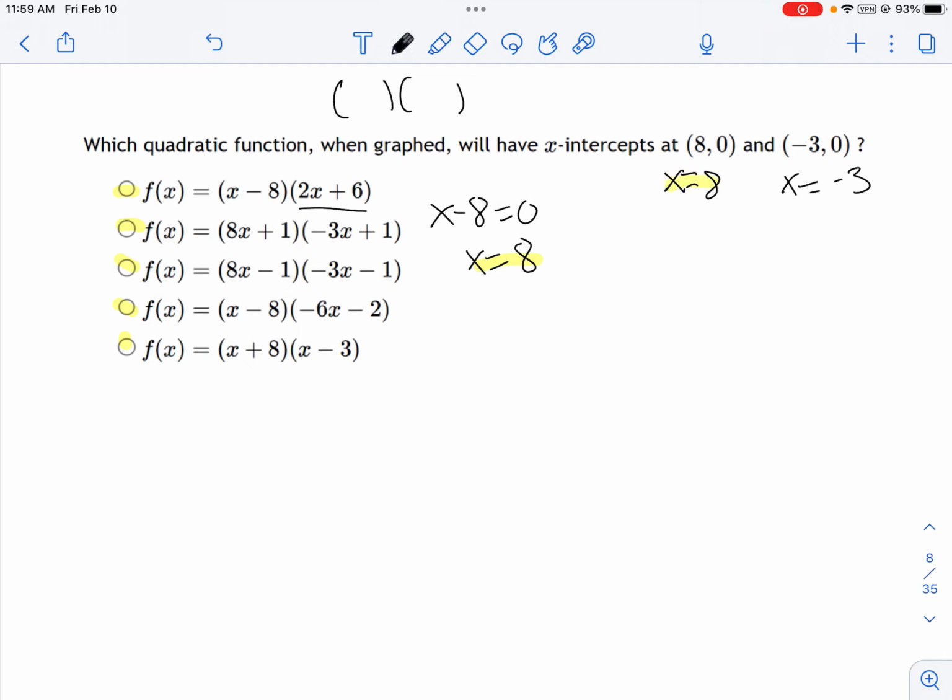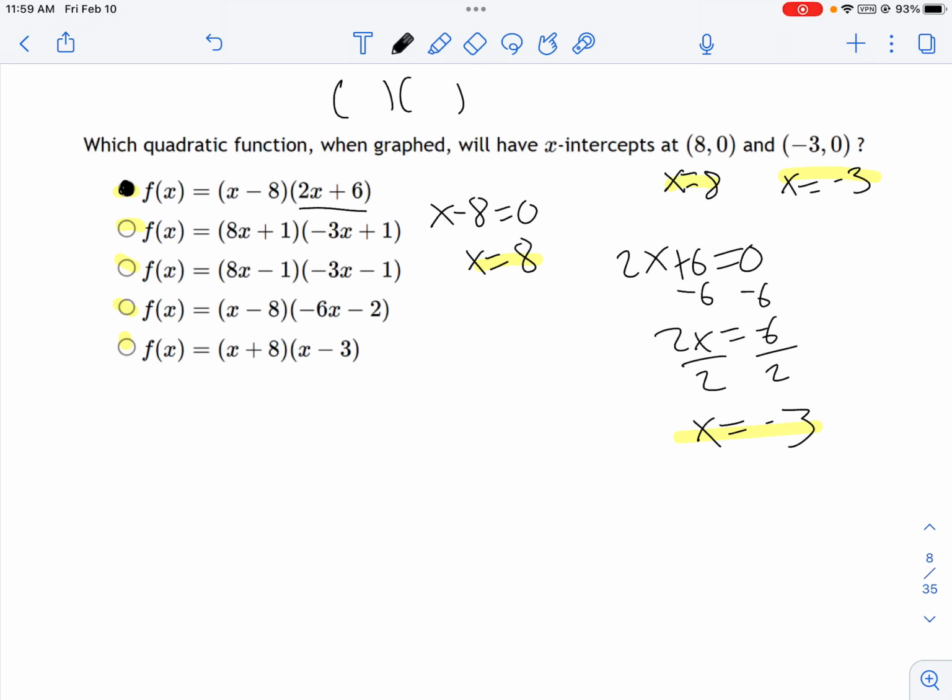Okay, now let's set the next parenthesis to 0. If we set 2x plus 6 equal to 0, you would have to subtract the 6 and divide by 2. If we do that, we get negative 3, which you'll notice matches your solution. And ironically, right then and there, you're done. Finito.